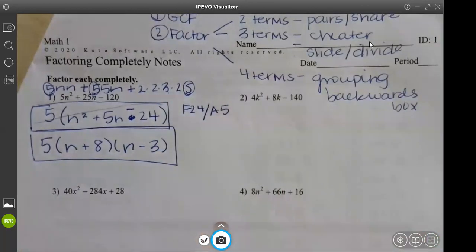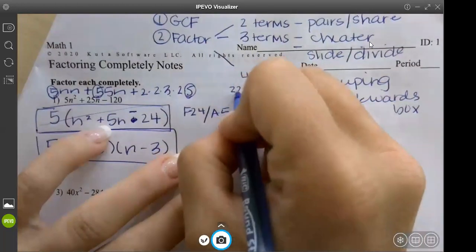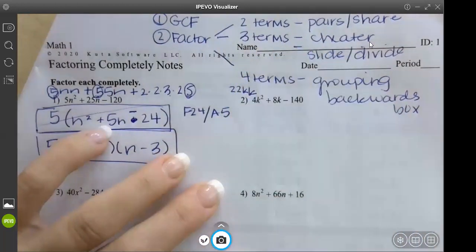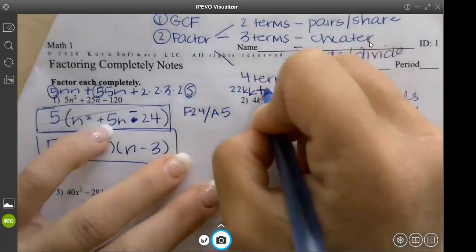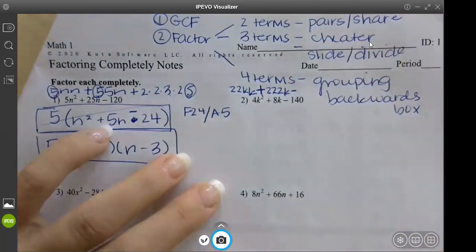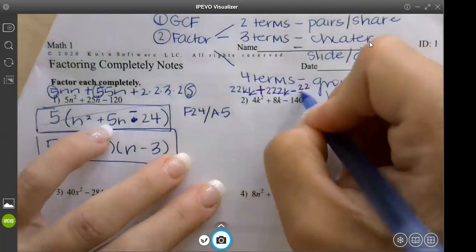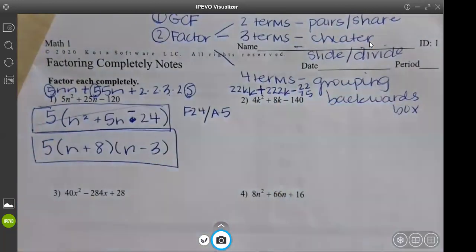All right. So let's try to do this next one correctly. On number 2, first thing we want to do is find the GCF. So we just break it down on top. You may have one, you may not. You just don't know. So this is 2, 2, k, k, plus, get the signs right. 8 is 2, 2, 2, and k. And then we have a minus, and 140 is 14 and 10, which is 2 and 7, 2 and 5.